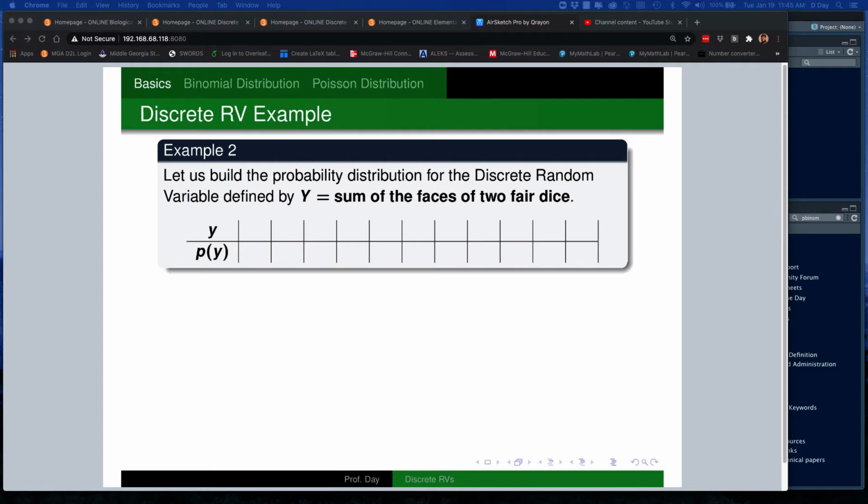So let's do an actual example from scratch, with that example I mentioned earlier, the sum of the faces of 2 fair dice. And we'll play around in R a little bit with this too.